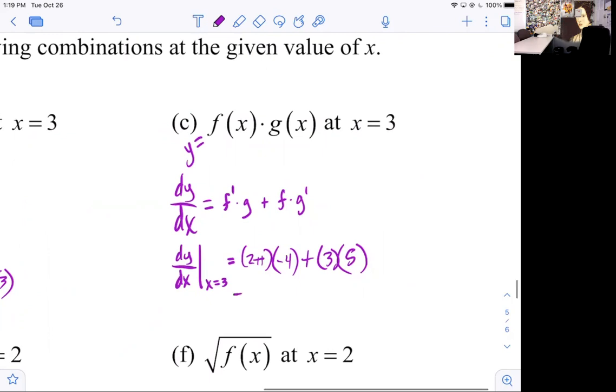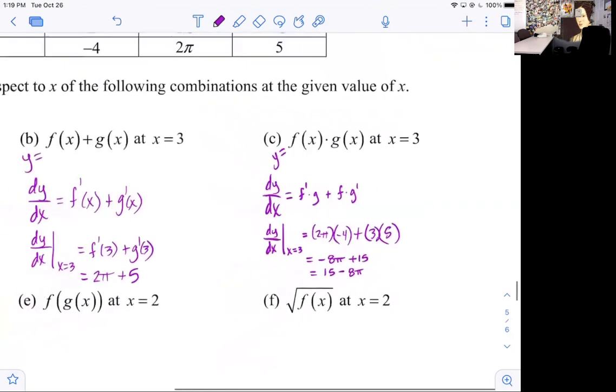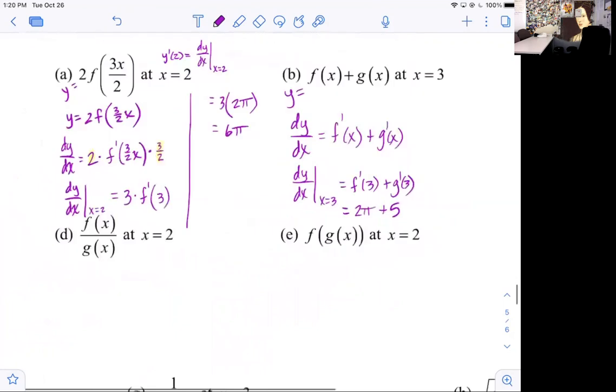Okay. Of course, simplifying that, we get -8 pi plus 15. Or if it were a multiple choice answer, it would probably be written as 15 minus 8 pi. Fun and easy. Fun, easy. A, B, C, and D comes next.